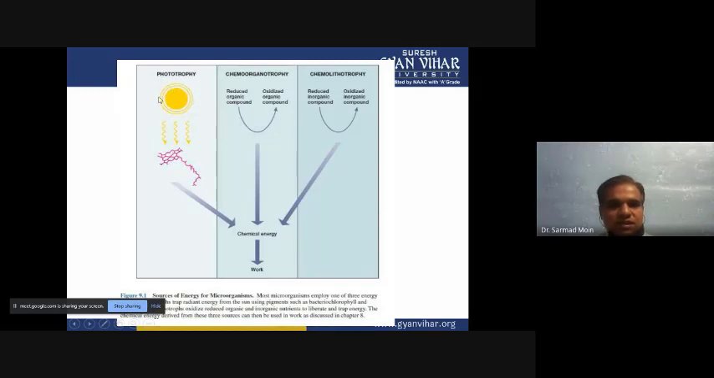First one is sunlight, second one is organic compound degradation, or inorganic compound reduction. So organic and inorganic compound reactions are there, and they are capturing the sunlight from the sun. Whatever energy they are getting from the sun, they will capture. So these three sources are there.